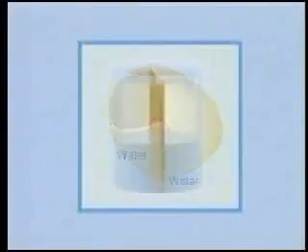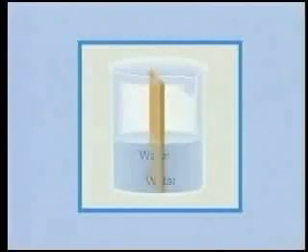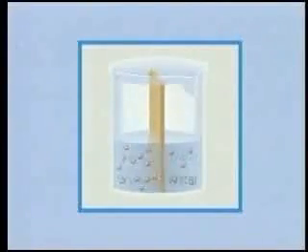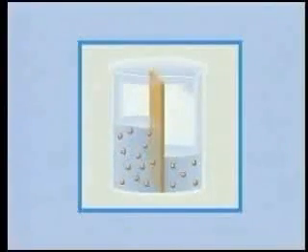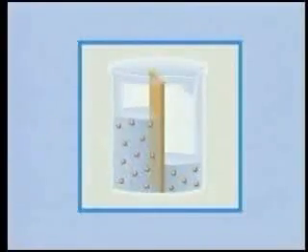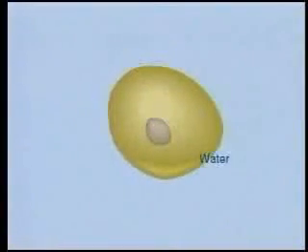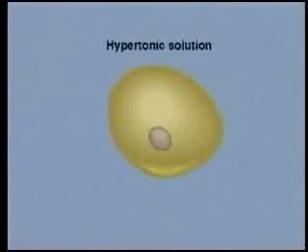Recall that water can flow freely across a semi-permeable membrane. Recall also that the movement of water across a semi-permeable membrane depends upon the concentration of solutes on either side of the membrane. Therefore, whether water moves into or out of a cell will depend on the relative concentration of solute inside versus outside the cell. Suppose a cell is placed in a hypertonic solution.